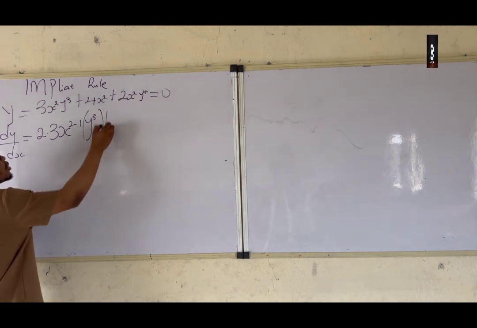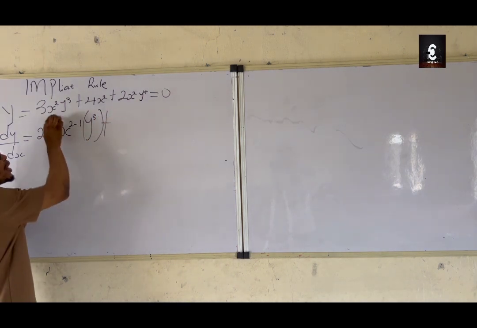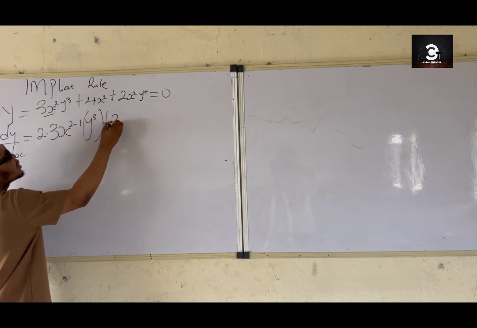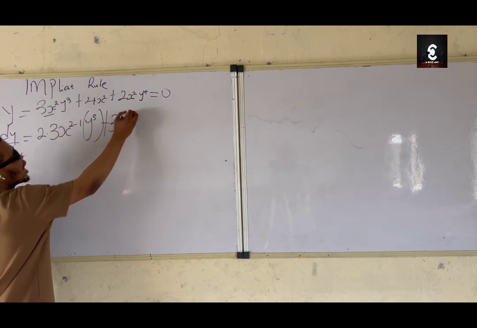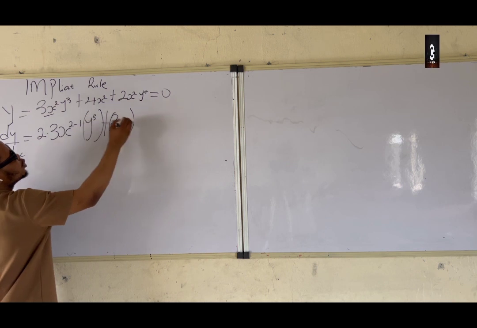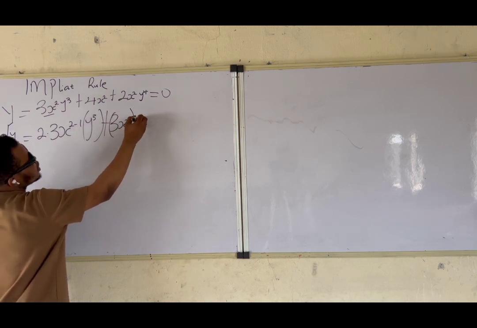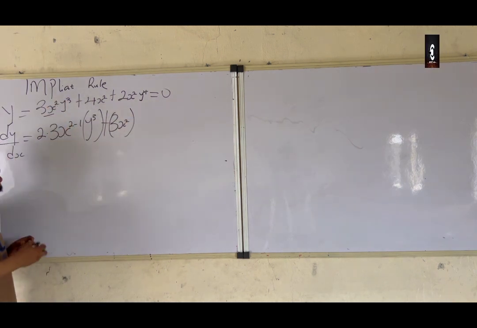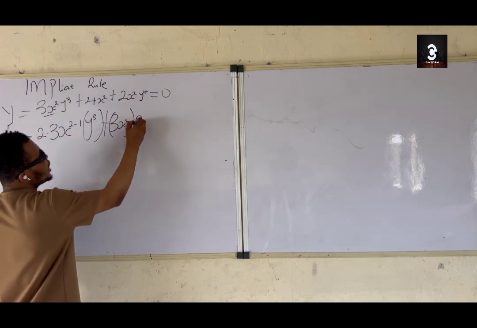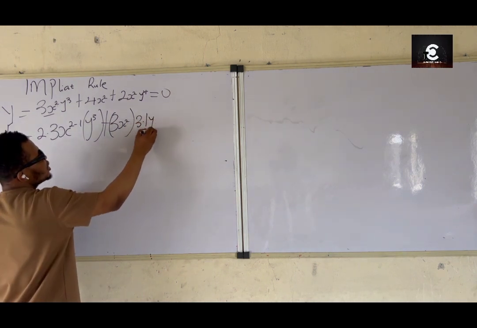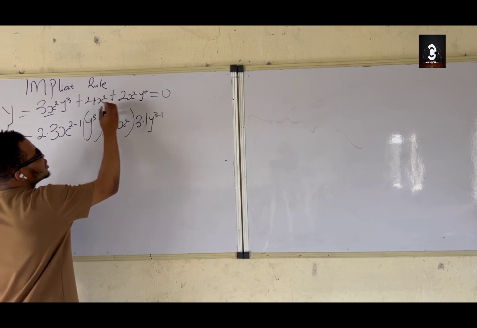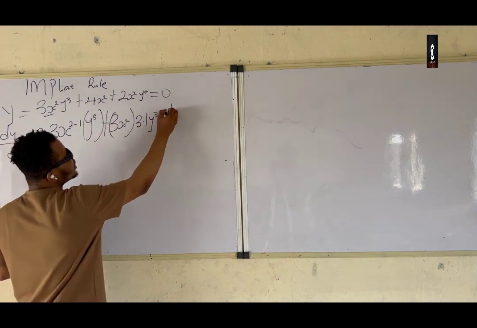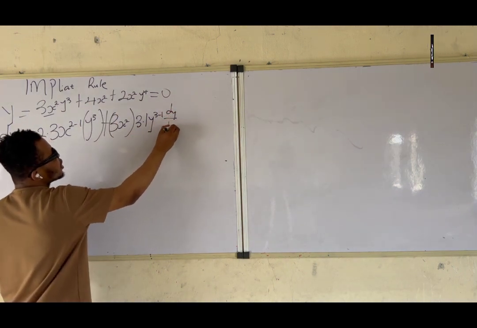The next thing is I will say plus. I will now keep x constant. So that is 3x raised to power 2. I will keep it constant. I will do for y raised to power 3. What is the coefficient of y? 1. So 3 times 1, y to the power of 3 minus 1. Anytime you do something like this, you add dy over dx.